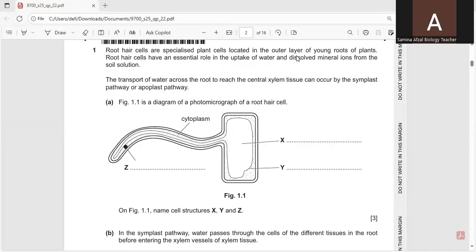So figure 1.1 is a diagram of a photomicrograph of a root hair cell. They have labeled it with X, Y, and Z, and we have to write the name of the cell structures X, Y, and Z. So the X is a central, single large vacuole. And you know, in plant cells, a single vacuole is present in the center. So this is the vacuole.